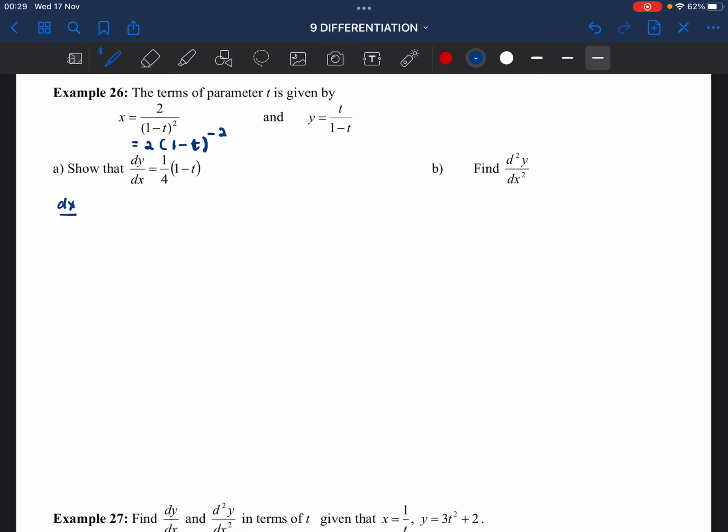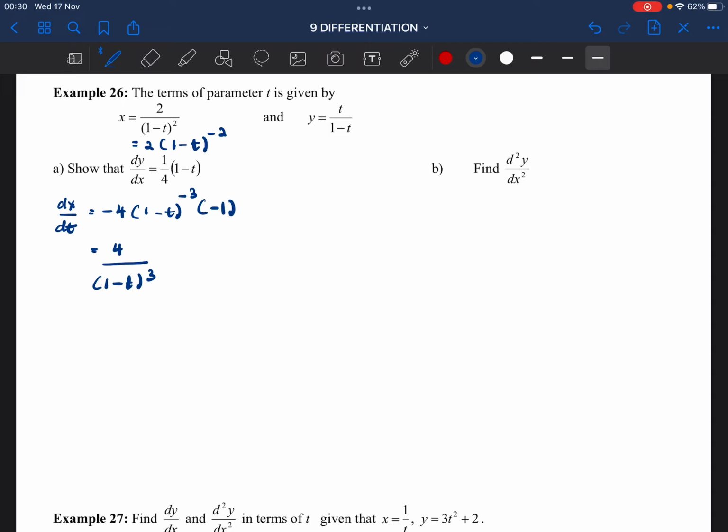So dx over dt. So here is the function, power rule, 4 steps. So the first one is power pindah depan, salin balik, power minus 1, differentiate dalam. Okay, differentiate 1 minus t, you should get negative 1. Okay, so now simplify, we have 4 over 1 minus t cube. Okay, now we are going to differentiate y with respect to t.